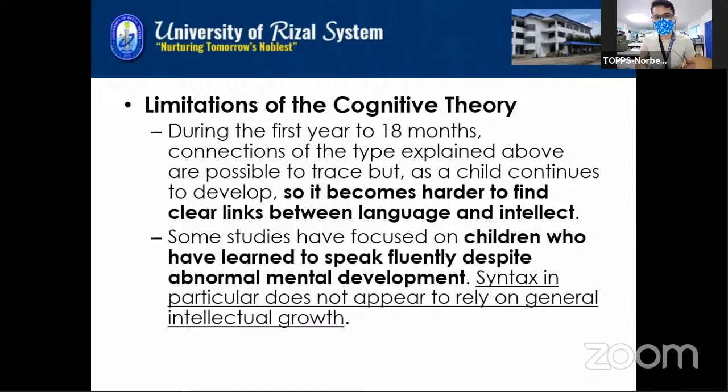Okay, so limitations of the cognitive theory. Ito naman yung limitations niya. During the first year to 18 months, I think that is 1 year old, 1.5 year old, di ba? Connections of the type explained a while ago are possible to trace, but as a child continues to develop, it becomes harder to find clear links between language and intellect.